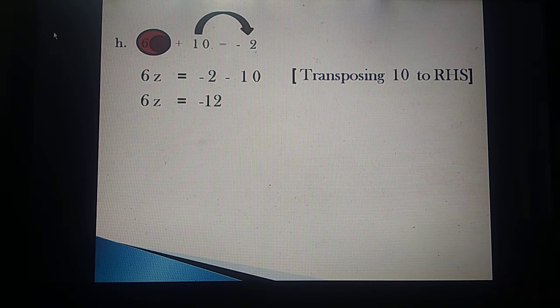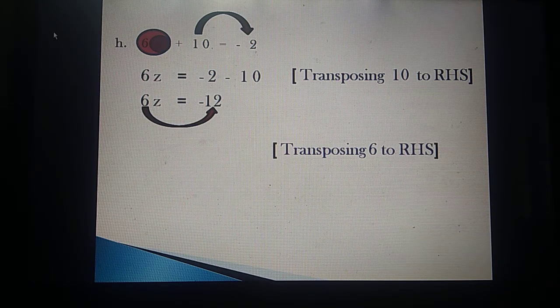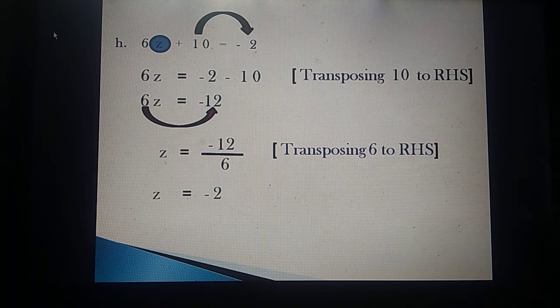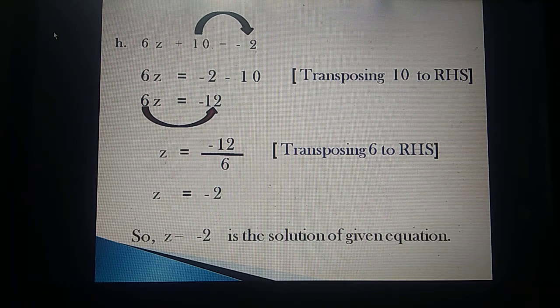Now in the outermost circle it's 6, shift 6. Transposing 6 to RHS. Right now we are multiplying. After transposing, we will divide the RHS by 6. Solve the RHS. What you will get? Minus 2. Only variable is left in the circle, so this is your answer.